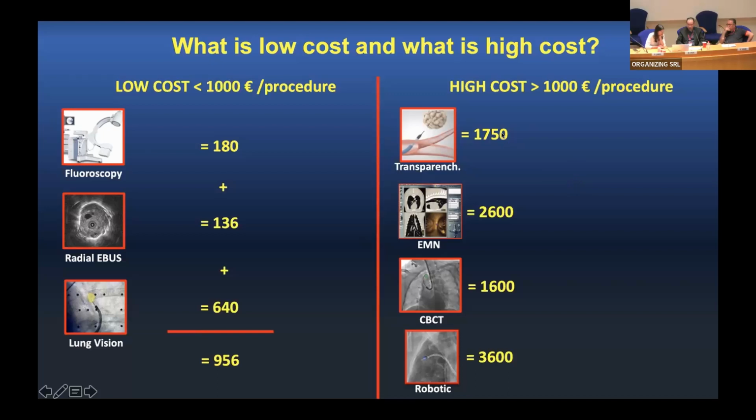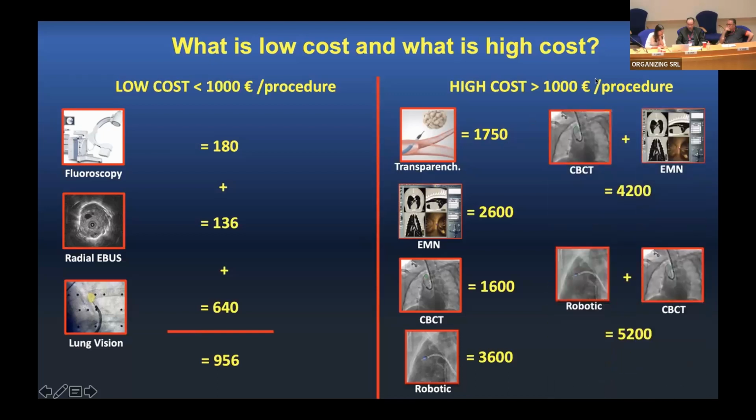While if we put together Cone Beam CT, for instance, and electromagnetic navigation, or robotic bronchoscopy and Cone Beam CT, the cost is very, very high, 5,200 euros.